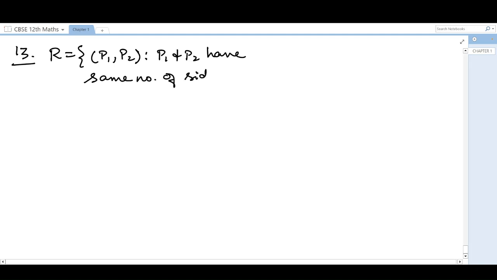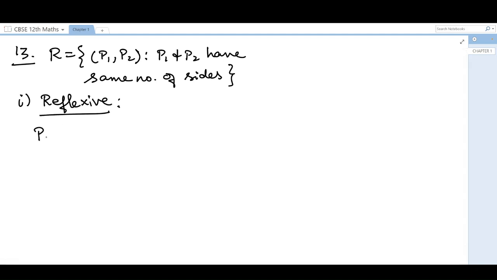Since it's a polygon, it may have any number of sides, right? So only when both the polygons have same number of sides, then they are said to be related. So let us verify the first property, reflexive. So if you consider a polygon, say P1 from the given set A, then it will have same number of sides as that of P1 itself. So from this we can conclude P1 is related to P1. Therefore, the relation R is reflexive.